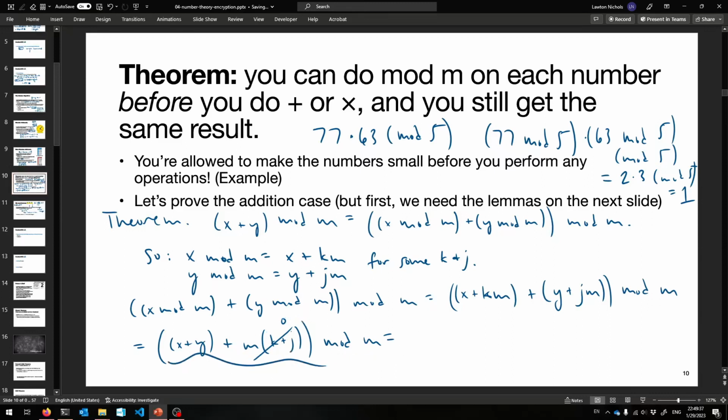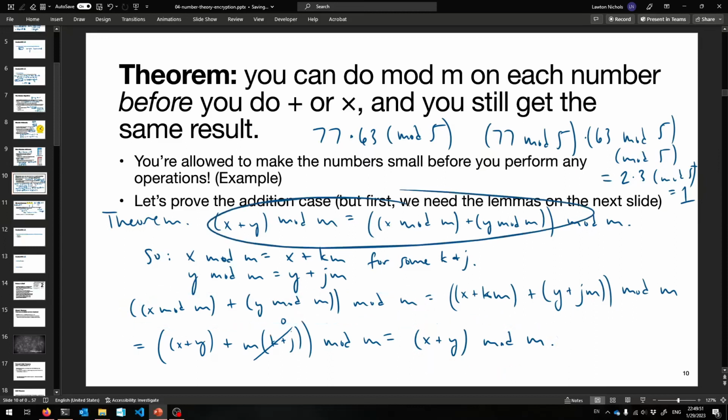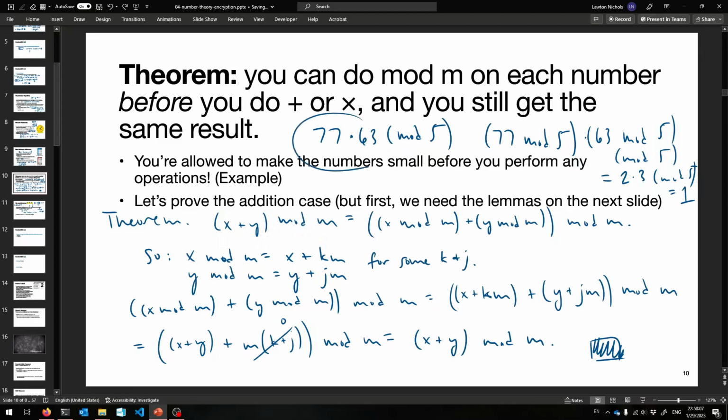So all I have left now is x plus y mod m. And what do you know? Here's this side, here's this side. That's just this equation backwards. And that's exactly what I wanted to show. All right? So that is a weird little proof, but it goes through, and it shows that you can do multiplication. Well, the multiplication version is the same kind of proof. I did the addition version. It shows that you can do your addition after you take the mod of both sides. Like if this was 77 plus 63, take these mods, then do the addition, then do mod 5. All right? So that's a fun little proof.